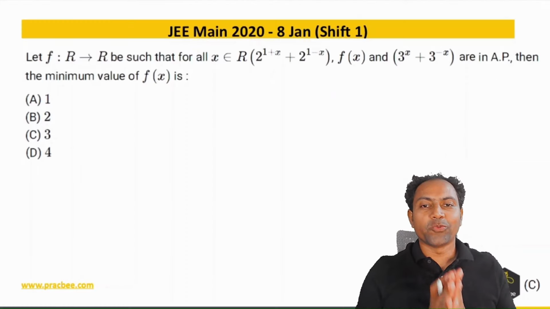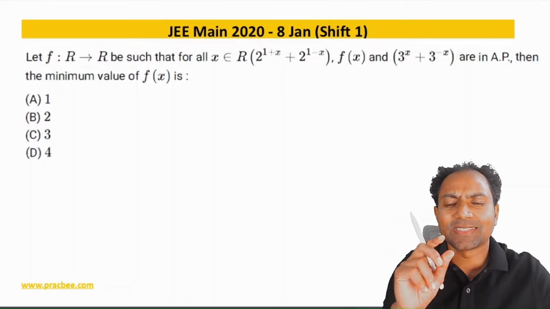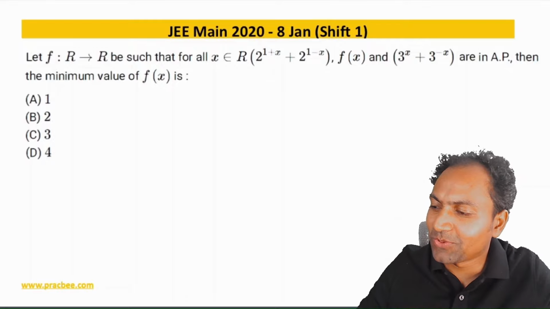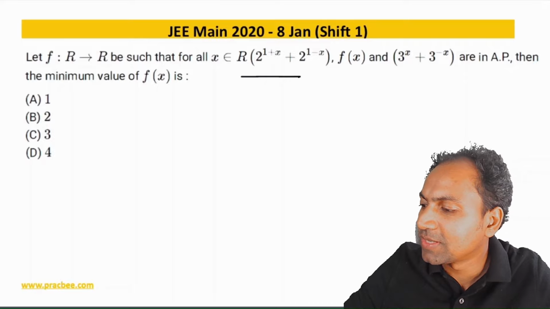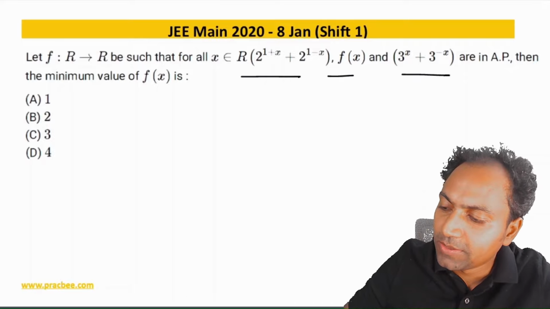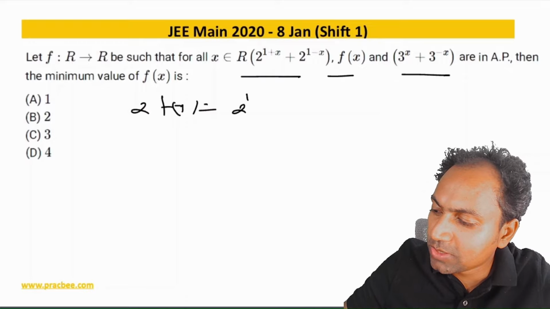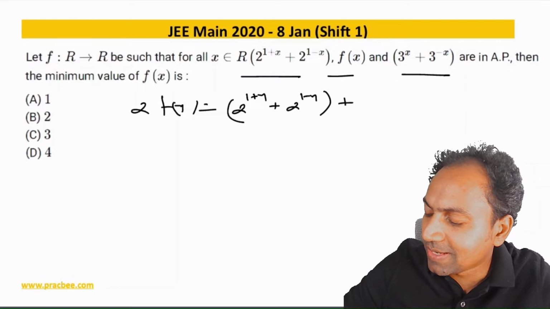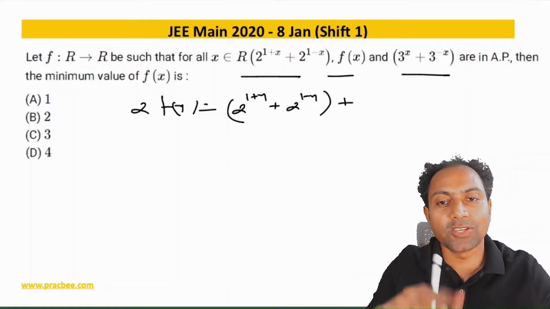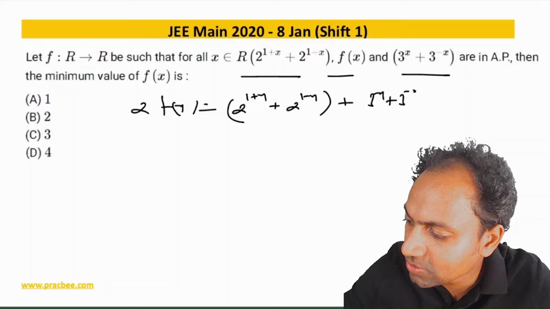Now let us look into one last question based on a similar idea. What you can see in this question is that it is a mixture of 2-3 concepts. So one, they are saying that these 3 terms that are given to us are nothing but in AP. So 2 times f(x) should be equal to 2 raised to the power 1 plus x, 1 minus x, this is the first term, and the last term. So what we are trying to say is 2b is equal to a plus c. So this becomes 3 raised to the power x, 3 raised to the power minus x.